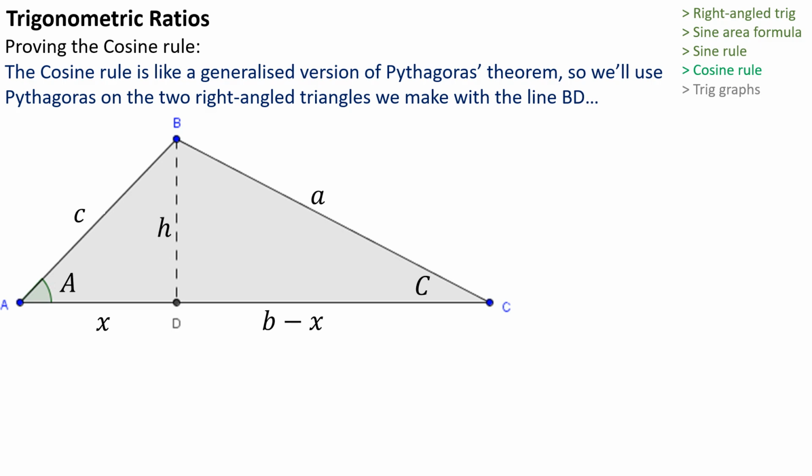Also, we're going to need the height of the triangle. That's part of how we're going to build this up, because we're going to make use of the fact that we've got two right-angled triangles in our picture. So let's begin with triangle BAD, the one on the left.